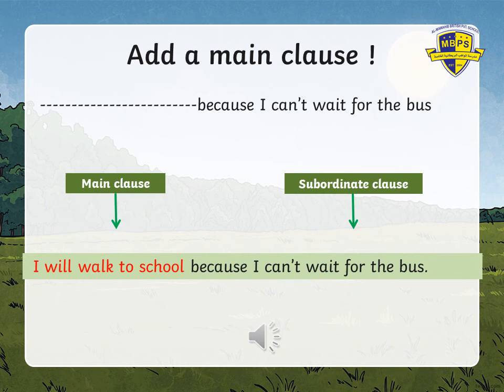Here we have a subordinate clause at the end of a sentence and we have to add a main clause. What can we add in the main clause? I will walk to school because I can't wait for the bus.